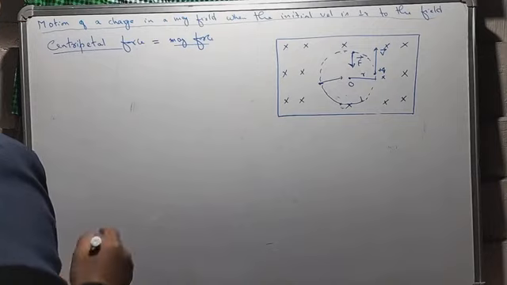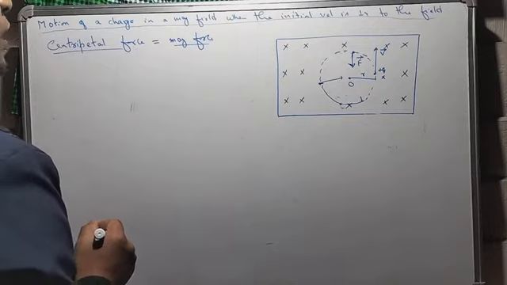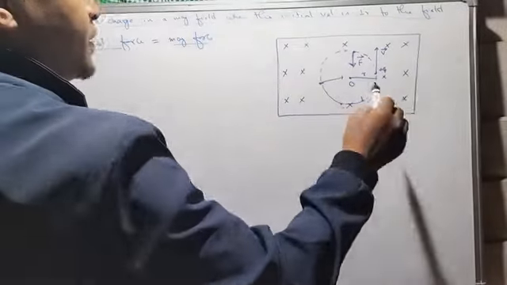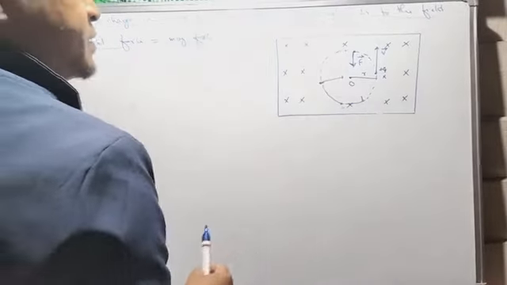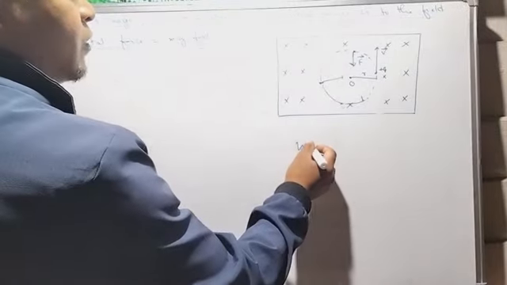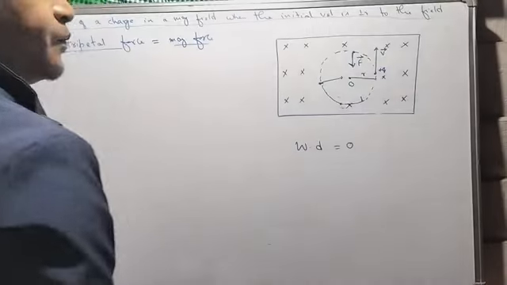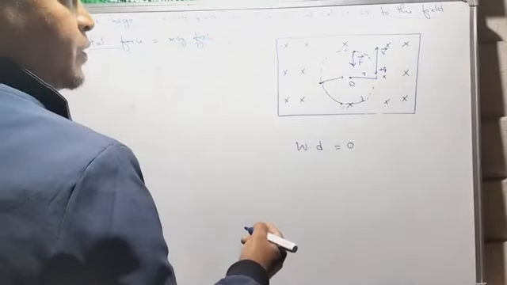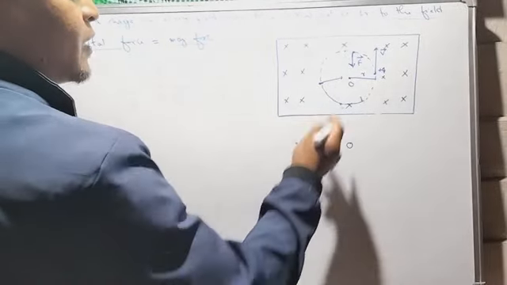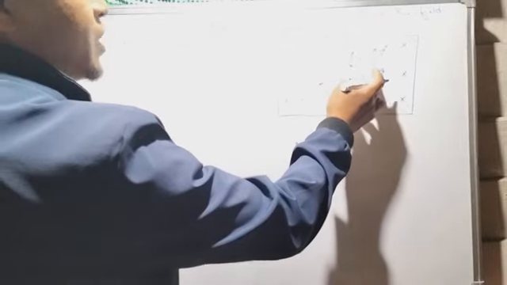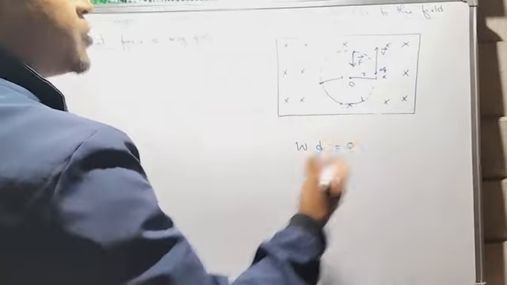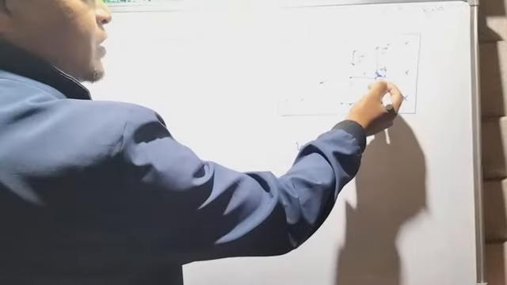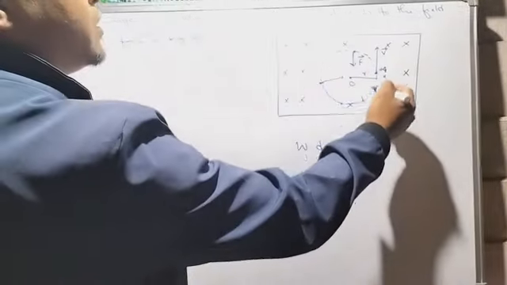Now another point that you need to note down here is, as the charge is moving perpendicular to the magnetic field, please remember that the work done on the charge is equal to 0. When the work done on the charge is 0, it means that the kinetic energy of this charge does not change. Or I can say that this charge is moving with a uniform speed.